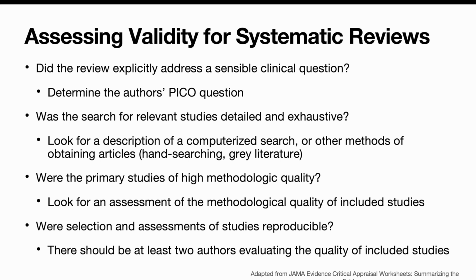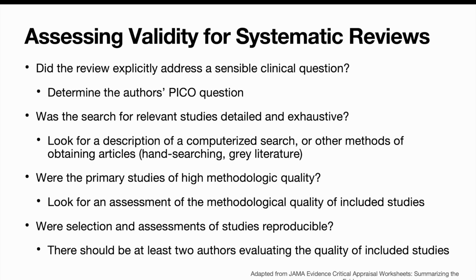So we've got a bunch of questions that we need to ask for assessing the validity for systematic reviews. We want to ask, did the review explicitly address a sensible clinical question? And to answer that question, you have to determine the author's PICO question. Another question that we'd like to ask is, was the search for relevant studies detailed and exhaustive? When we're answering that question, we want to look for a description in our journal article of a computerized search or other methods of obtaining articles. You want to look to see if they did any hand searching, any searching of the gray literature, which is literature that's not been published. It could be theses or doctoral dissertations.